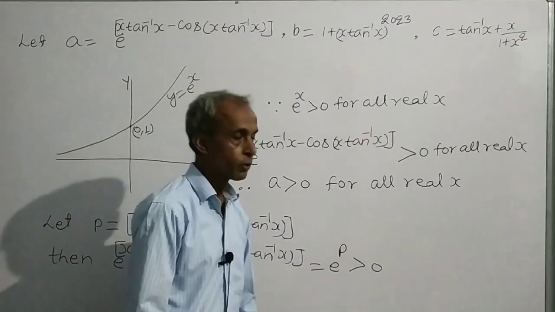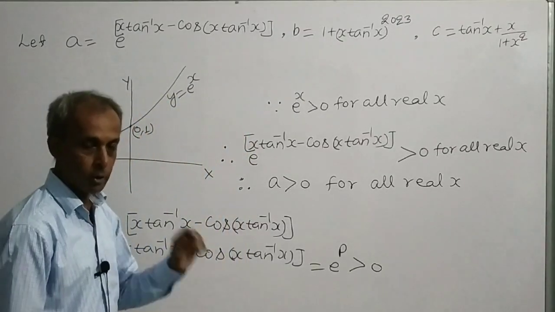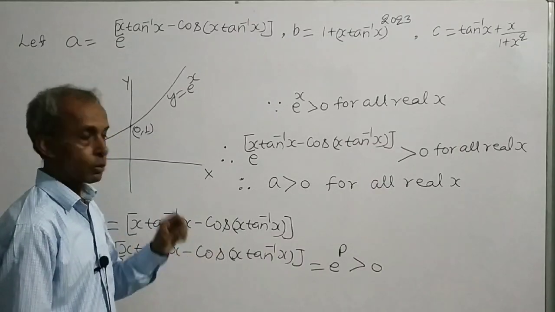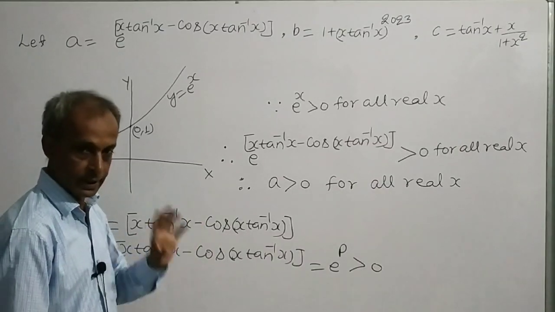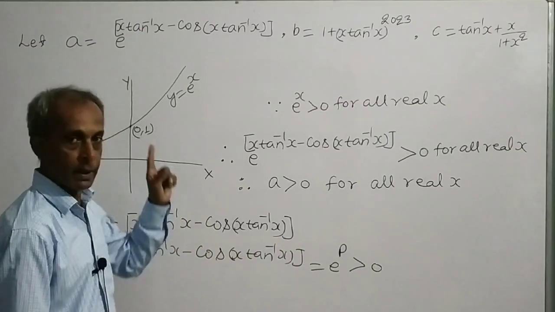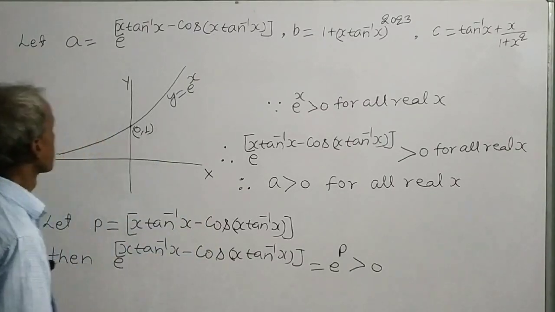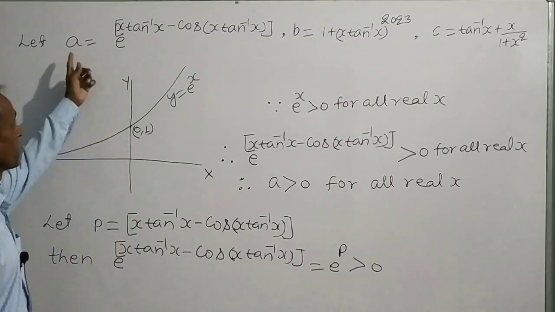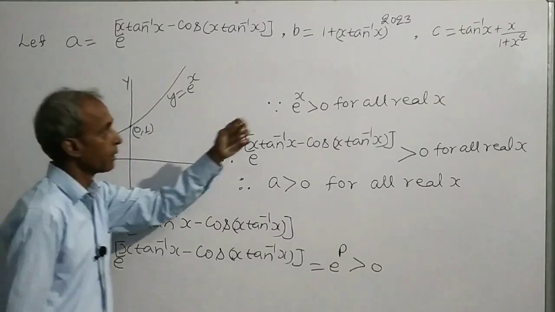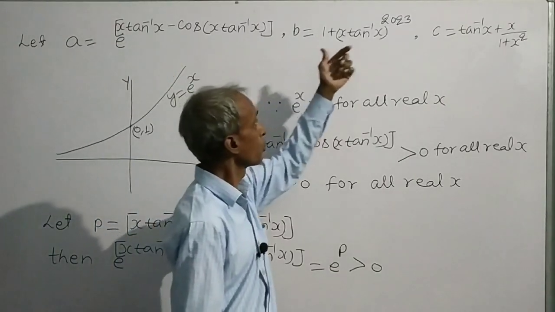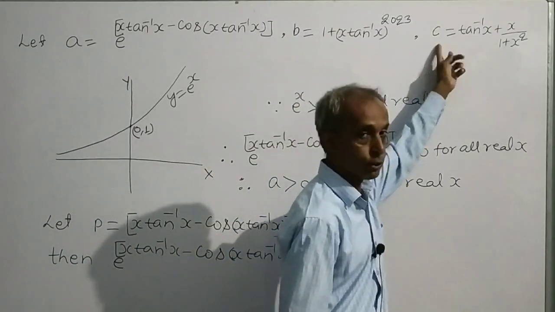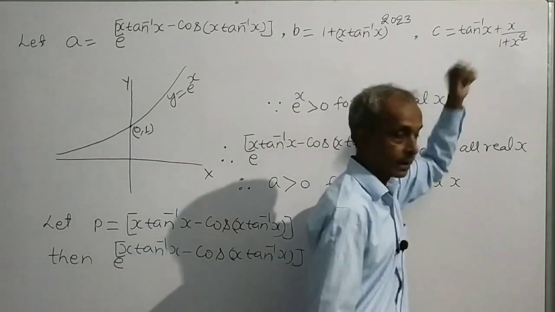In this video, I will solve JEE Advanced 2023 Paper 2, question number 8. Suppose A is equal to this expression, B is equal to this expression, C is equal to this expression.